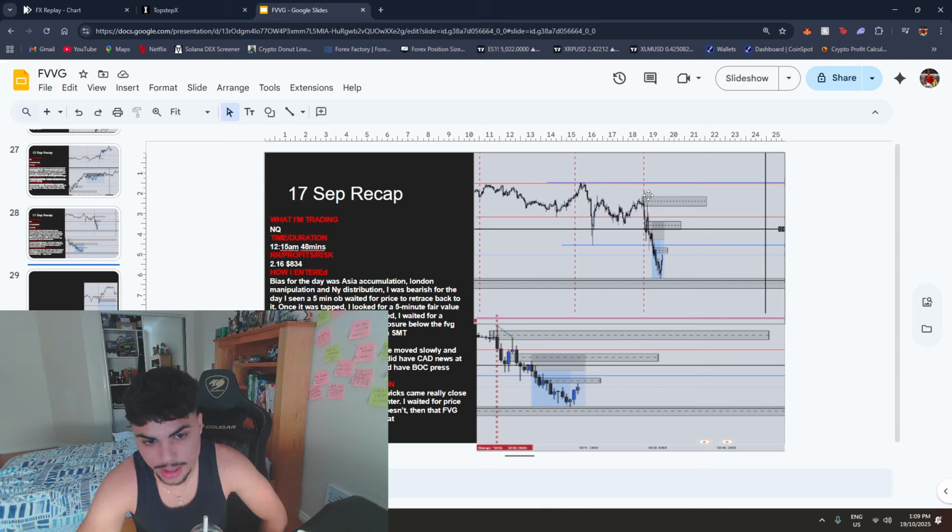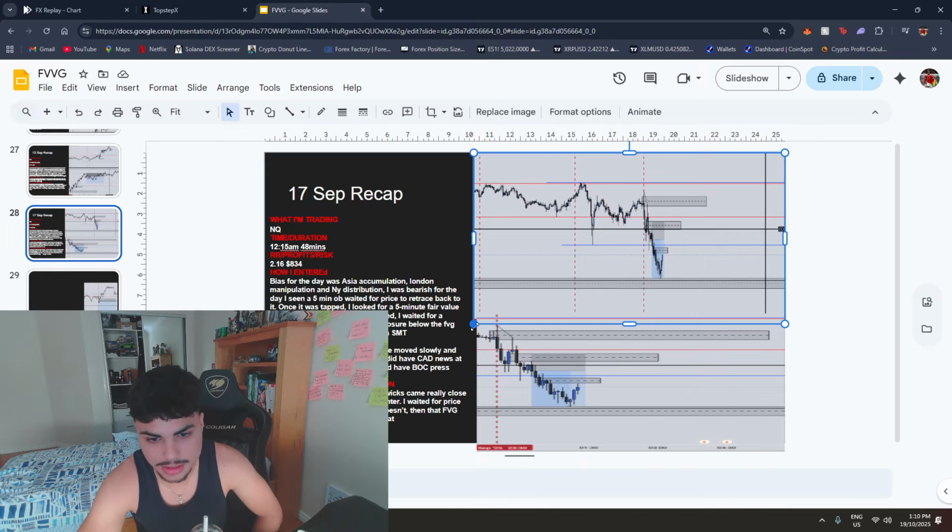We get an order block right here, a 5-minute order block, and now we get the expansion swing down, boom. Now we're waiting for price to retrace back to the order block. You can see the little wick up there. Let me zoom this in for you.